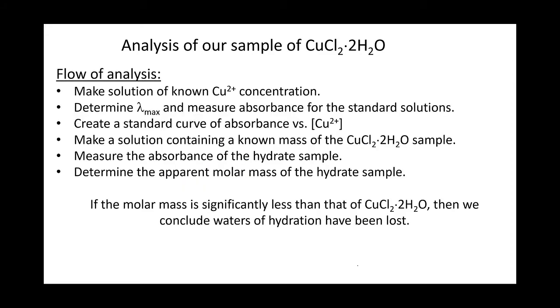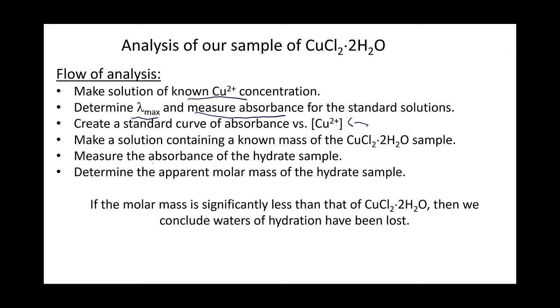The experimental pathway to get there is we'll make known solutions that contain copper 2 ions of known concentration. Those will be our standard solutions. We'll determine the lambda max of the UV visible spectrum for that, and then measure the absorbance at that maximum for the standard solutions. We'll create a standard curve of absorbance versus copper 2 plus. We'll find the equation for the straight line that goes through that.